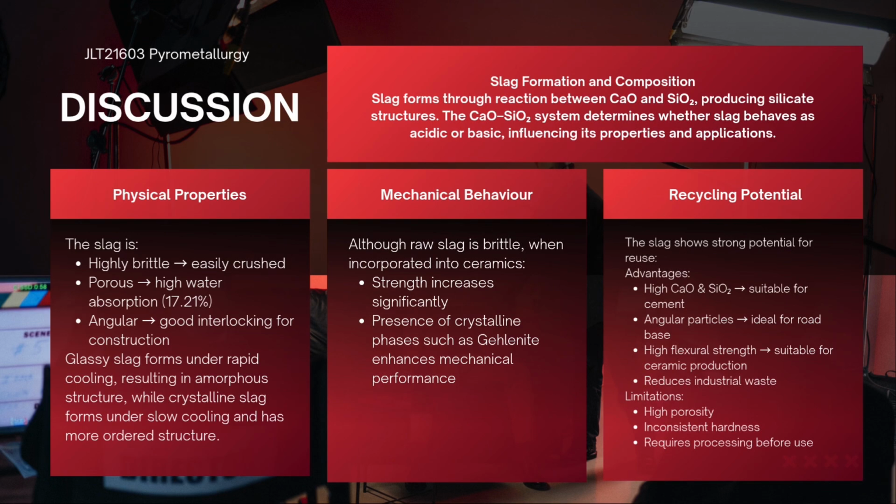For mechanical properties, the slag-based ceramic achieved a flexural strength of 57.53 MPa, which is higher than commercial ceramic. This shows that although the raw slag is brittle and porous, it can develop high strength when processed into ceramic material. In terms of recycling potential, the slag is suitable for construction material, road base, and ceramic applications, while also helping to reduce industrial waste and support sustainable development.